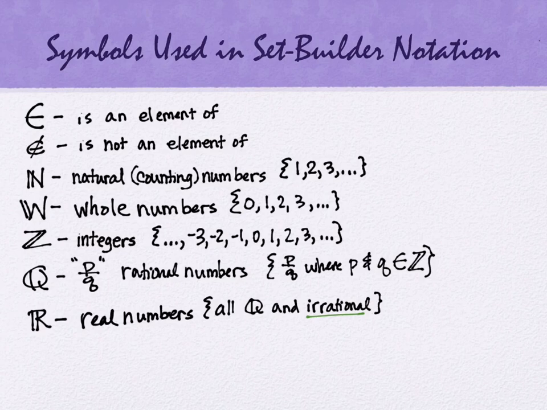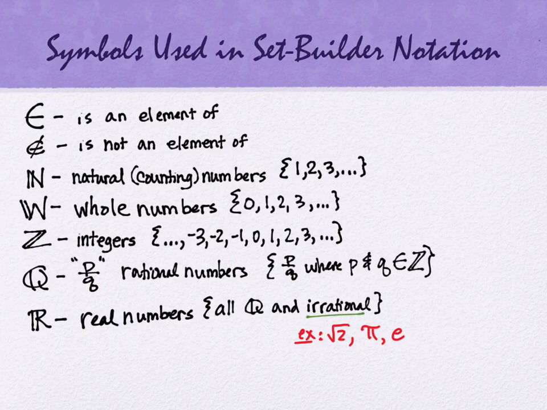Irrational numbers are numbers like square root of 2, right? Or pi. Pi is irrational. Another one you see usually in an Algebra 2 course is the number e. It's about 2.718.